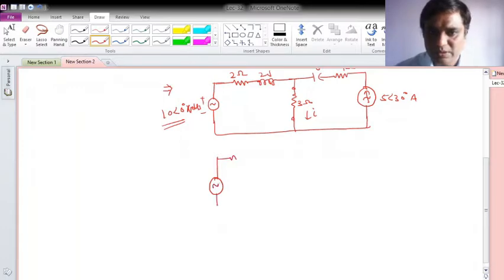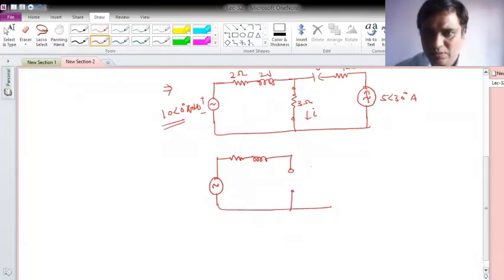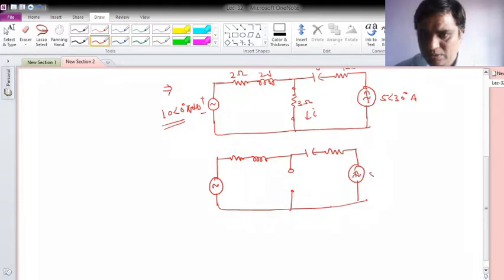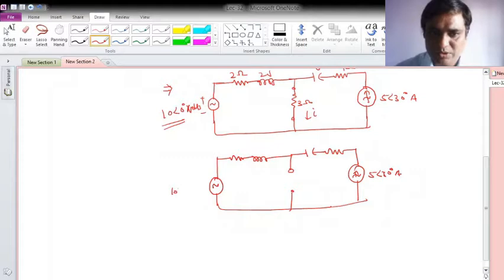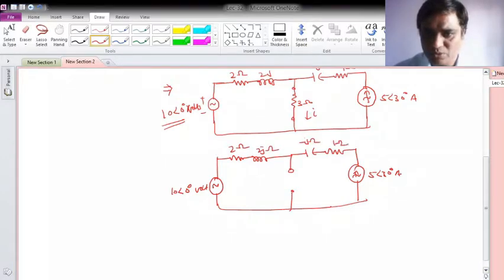So this way, and there is a current source, 5 with angle 30 degree, and here it was 10 with angle 0 degree volts. Okay, this is 2 ohm, this is 2j ohm, this is minus j ohm, and this is 1 ohm, and this is basically what I'm interested to find.